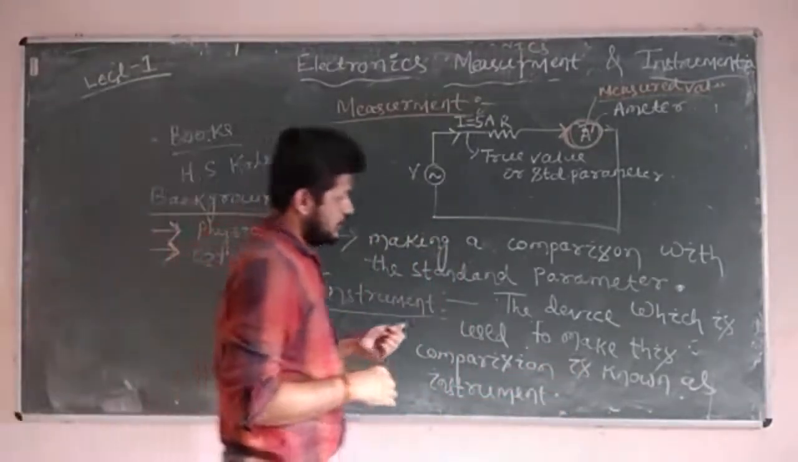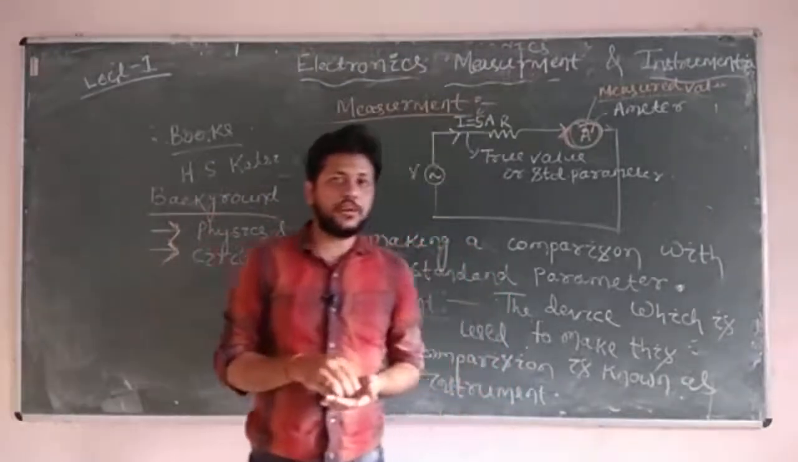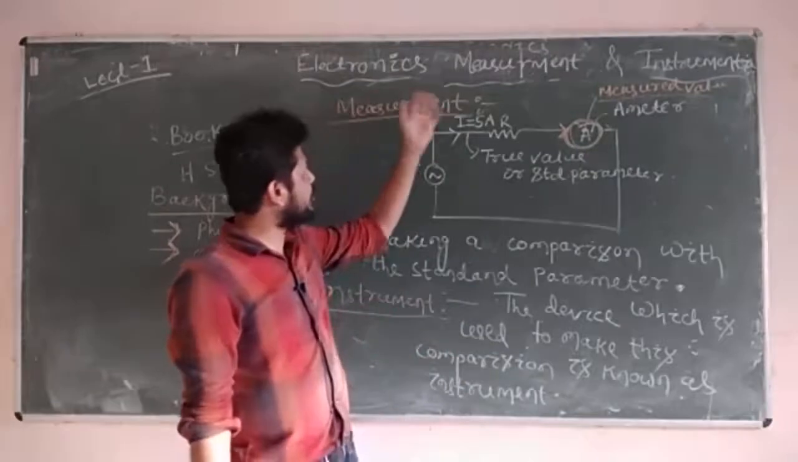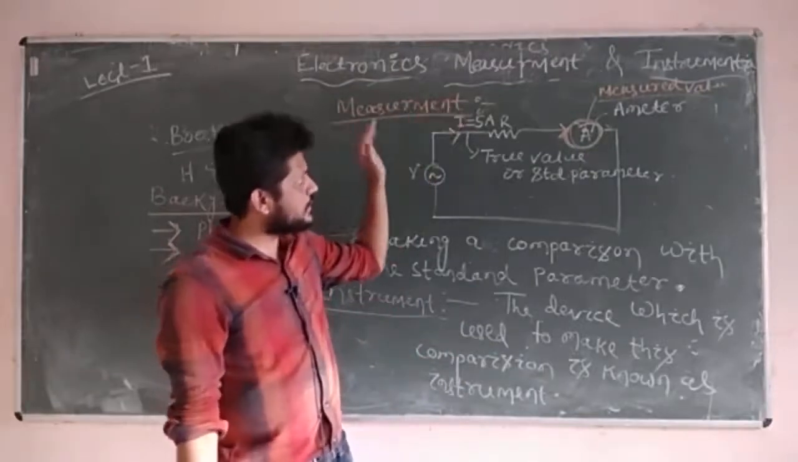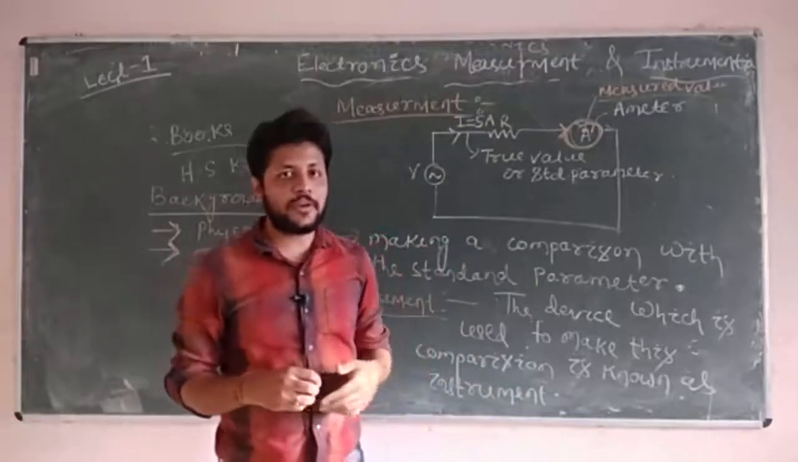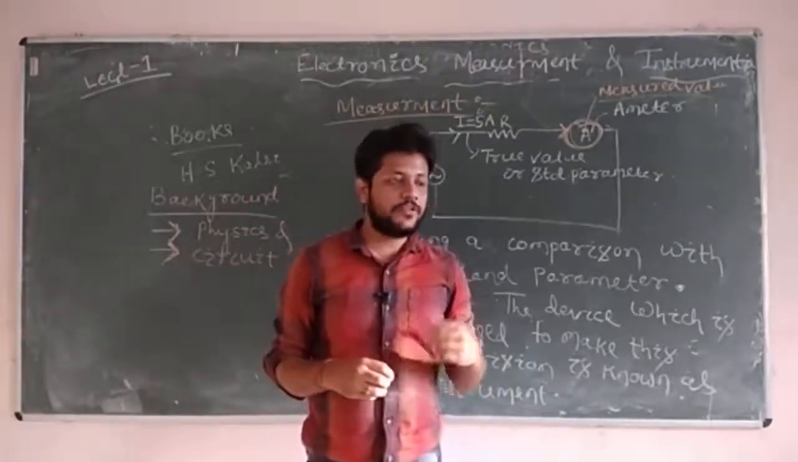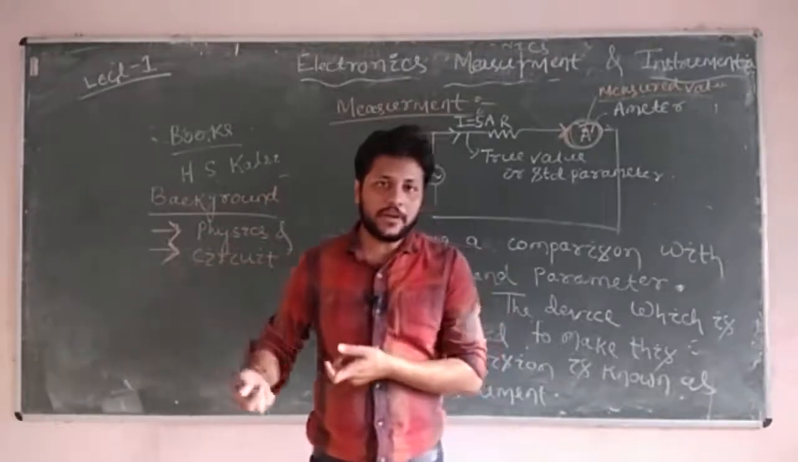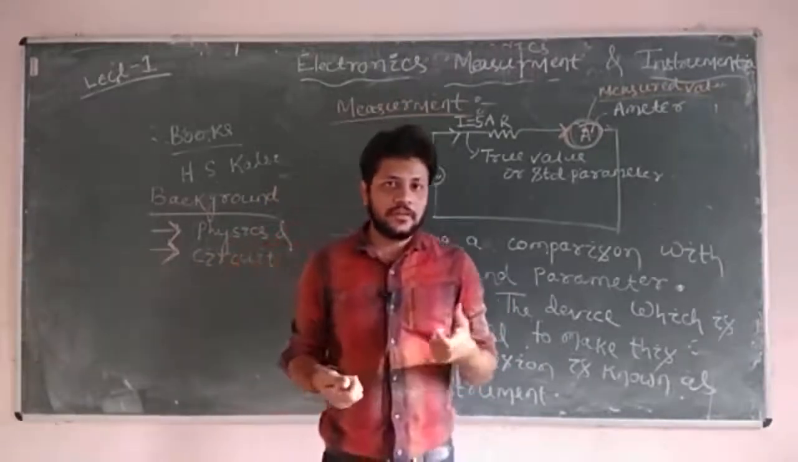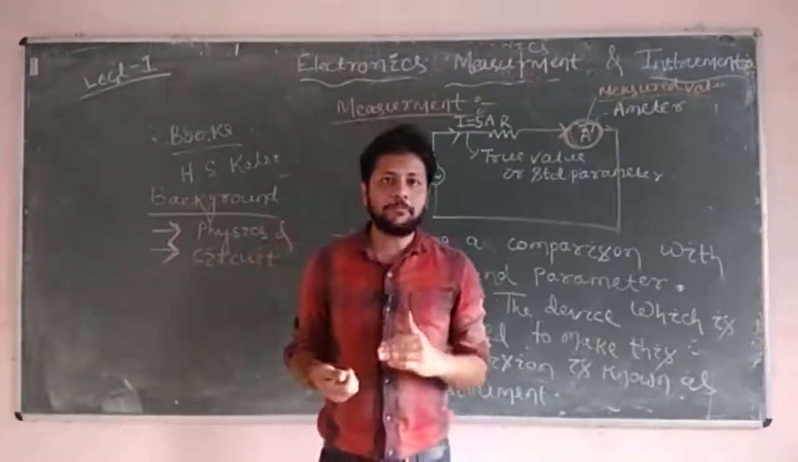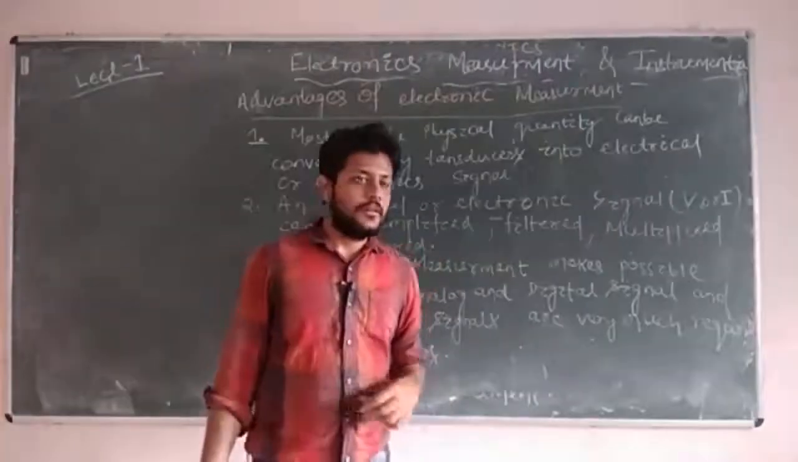So from the next class we will study in detail what we mean by electronics measurement, and then you will start your first module, that is qualities of measurement. That is, what are the factors we need to consider while choosing an instrument for measuring some parameter, so that the reading will be accurate.